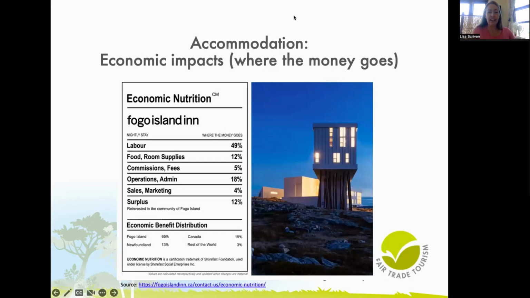Accommodation, a very interesting example coming from Fogo Island. They call it their economic nutrition calculation. So they look at all their ops spend and they figure out percentage-wise where it goes. So it's quite high level, but again, very transparent, and the traveler can see, is 40% going to the shareholders, or is it going here or there? Businesses are often quite sensitive about sharing anything about financial information, so I find this quite interesting that they're so open to their distribution of where their money goes.